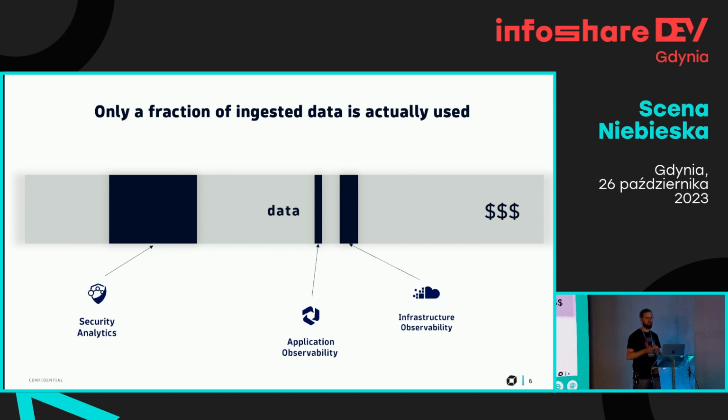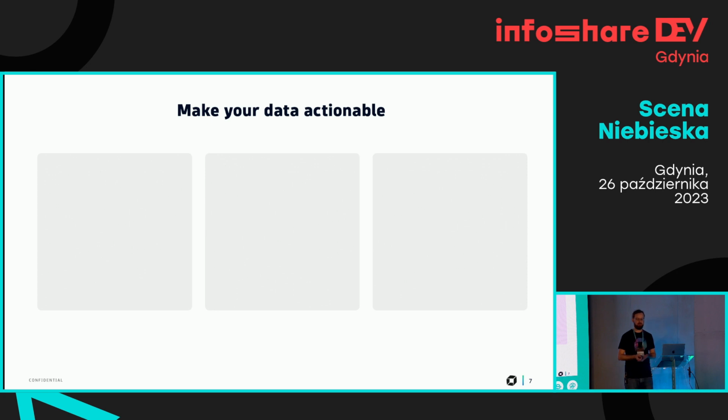So the question is, how to overcome all of those constraints in order to build a culture of data-driven decisions and get the best out of the signals that we are already collecting or we have to pay for? My answer to that is to make your data actionable.